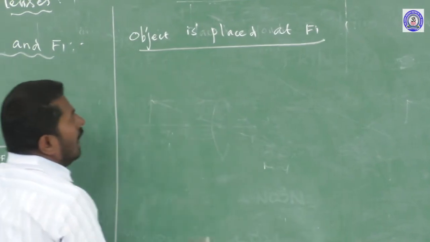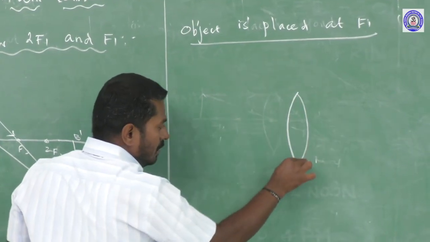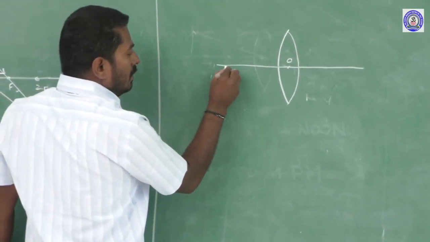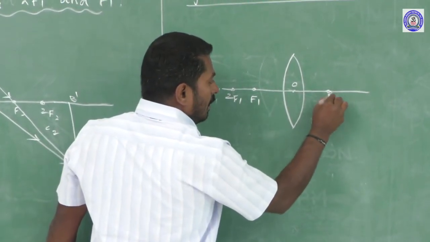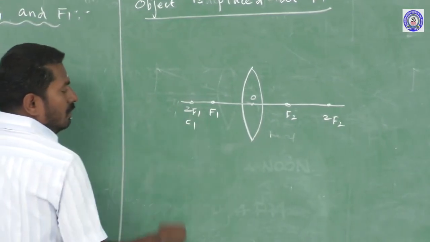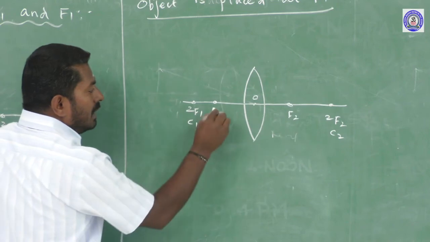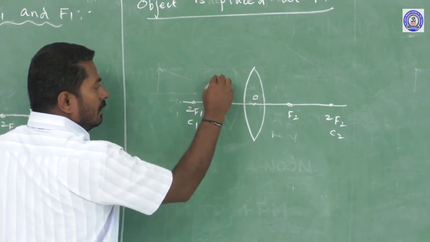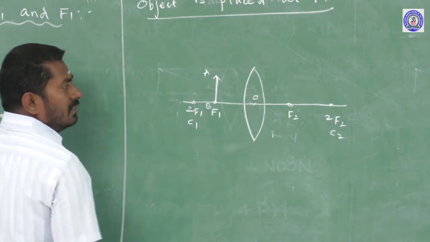Next position. The object is placed exactly at the principal focus F1 in the case of a convex lens. Optic center, principal axis, 2F1 point, F1 point, F2 point, 2F2 point. 2F1 is equal to the center of curvature C1, and 2F2 is equal to the center of curvature C2. Now, the object AB is placed exactly at the focal point F1 in front of the convex lens.